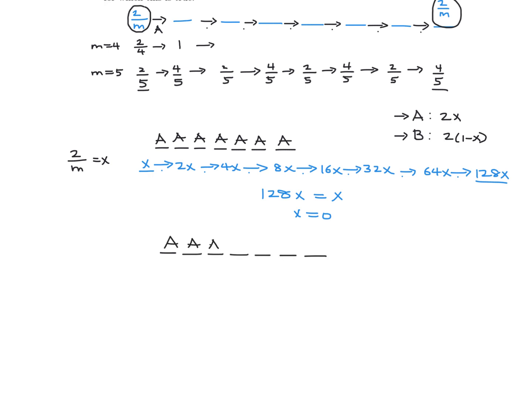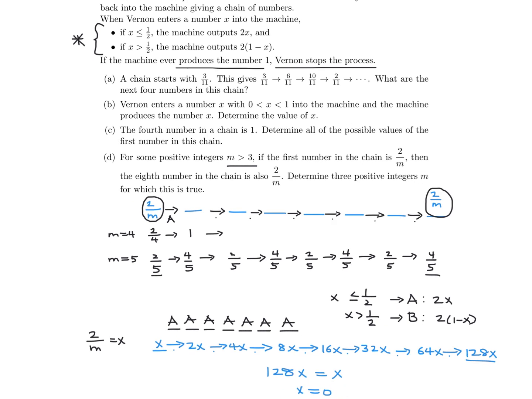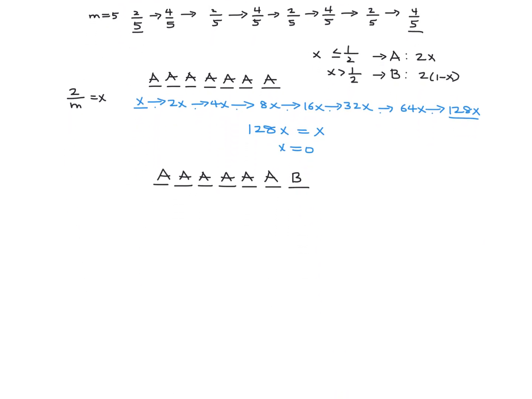I did the all A's. Now let's say it remained less than a half until the very end, and at the very end the input exceeded a half. So remember, this is if the input is less than or equal to a half, and this is if the input is greater than a half. So I'm assuming in this scenario that it's always going to be less than a half, and at the very end we're going to get a value that's greater than a half, and therefore we'll have to do B. Okay, so let's see what this does.